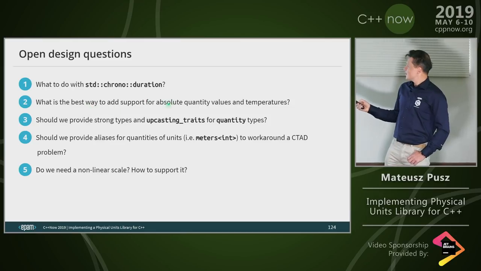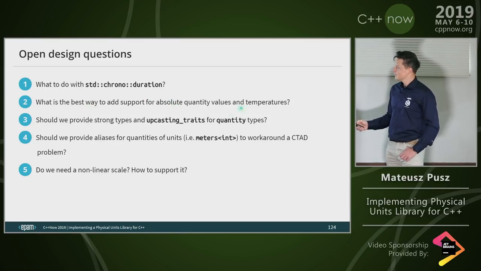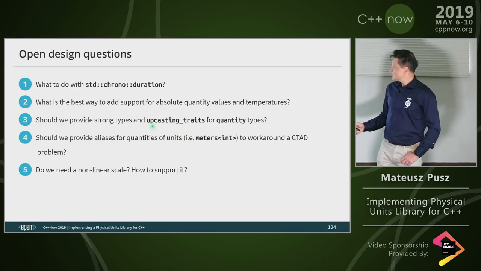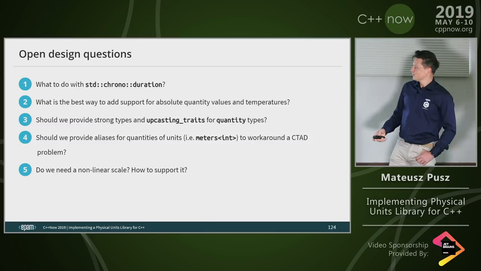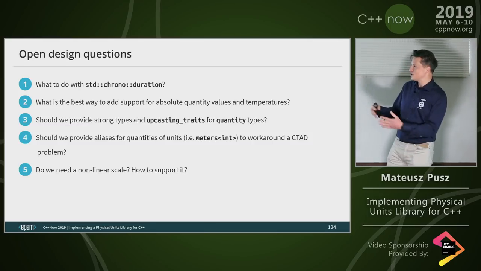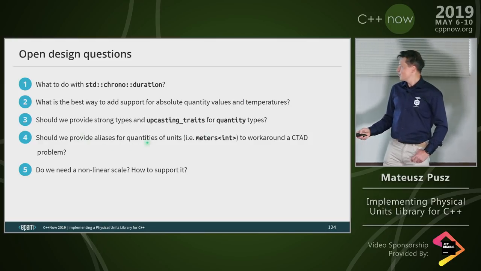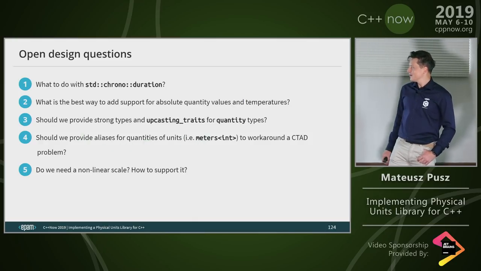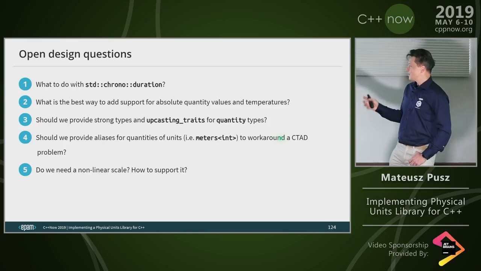What is the best way to add support for absolute quantity values and temperatures to the library? Should we provide strong types and outcasting traits for quantity types somehow? It will make compile time maybe slower for other types, but the error messages will be shorter. Should we provide aliases for quantity of units to provide meters of int, like seconds of int, yes? To work around the CTAD problem.